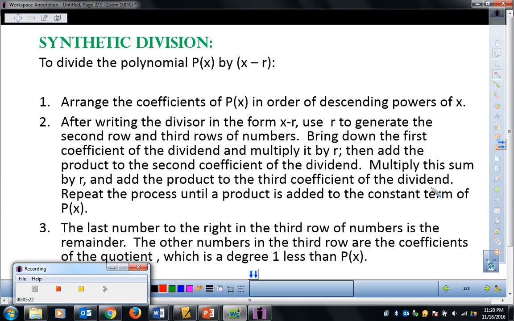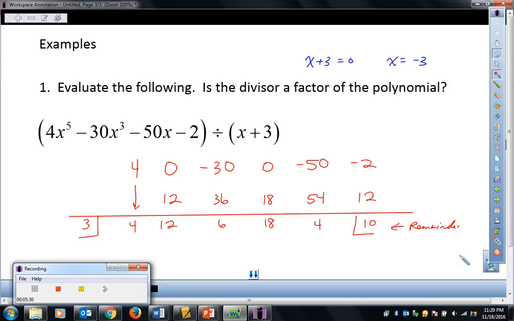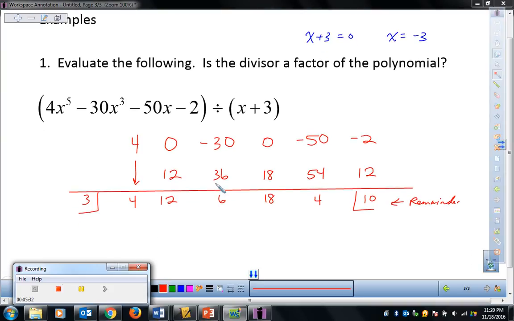And again, that's what it says back on this slide. The last number to the right in the third row of numbers is the remainder. So now my final answer. I can look back at the original polynomial. This is a degree of 5. I'm always going to go one degree less. So my final answer to this problem would be 4x to the 4th plus 12x to the 3rd plus 6x squared plus 18x plus 4. And this is my remainder, so I'm going to add that plus 10 all over the divisor, x plus 3.